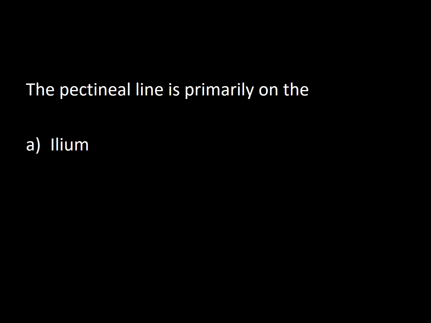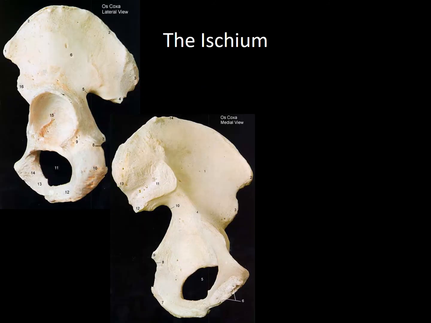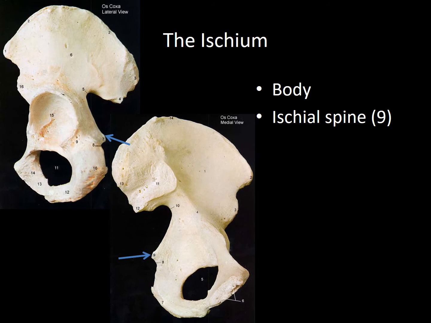The pectineal line is primarily on the ilium, ischium, or pubis, so think about that for a moment. And moving inferiorly and posteriorly to the ischium, there is the body of the ischium, which is just the main chunk of it. On that body, there is an ischial spine, and I have these numbered, but if you look very closely, the different views have different numbers, so be careful if you're looking at the numbers. I have these on other slides as well, like number 9 here. Just be careful if you're using those numbers, and pay attention to where the arrows are.